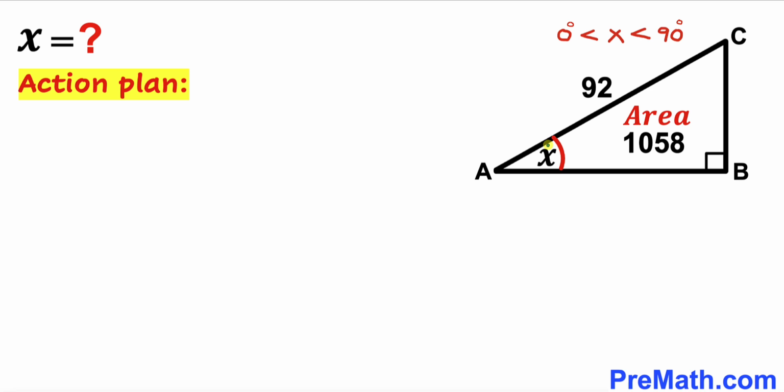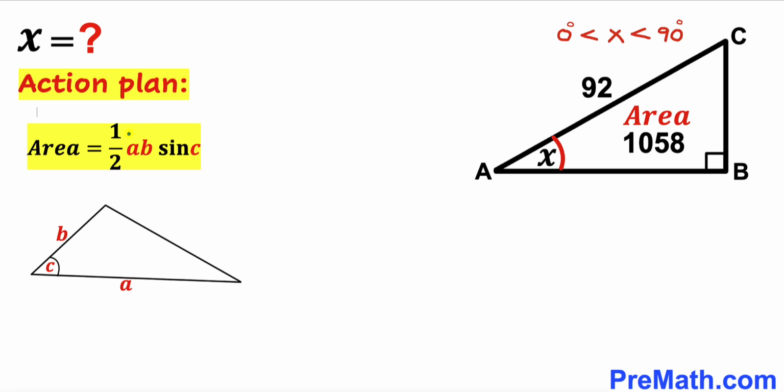Since we are interested in calculating this angle X, here is our action plan. Let's recall the area of a triangle formula: area equals half times a times b times sine of angle C. As you can see in this diagram, these are our side lengths a and b, and C is the angle between these two sides. So our angle X is between these two sides AC and AB. Therefore we must calculate this side length AB before we could calculate the angle X.